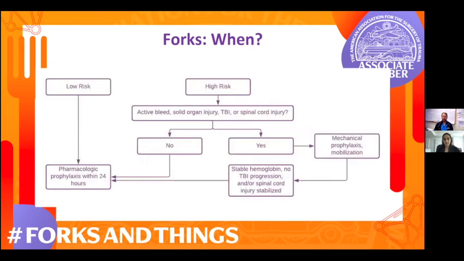So when do we start the heparin sub-Q or the enoxaparin sub-Q? Well, for low-risk patients, you really should try to make an effort to start most patients within 24 hours or even within 12 hours. Those patients with active bleeding, solid organ injury, TBI, or spinal cord injury might require longer than 24 hours before enoxaparin or heparin sub-Q are initiated, but certainly almost all trauma patients can have VTE prophylaxis started within 72 hours.